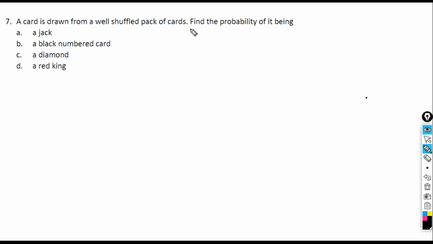Okay guys, let's do these questions now. A card is drawn from a well shuffled pack of cards. So there are a total of 52 cards. He says find the probability of it being a jack. So guys, jack is J. We just need to focus on how many jacks are there out of 52 cards. We all know that there are 4 jacks out of 52. So the required probability is 1 by 13.